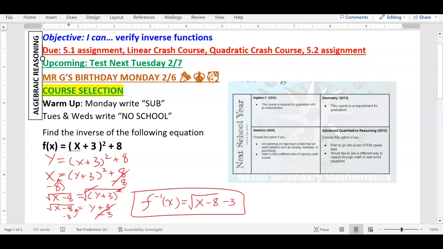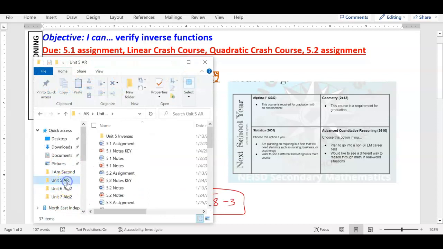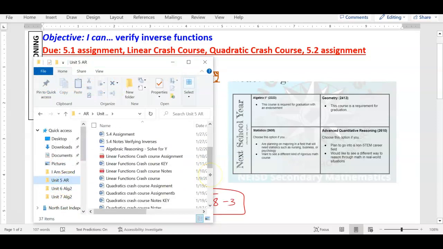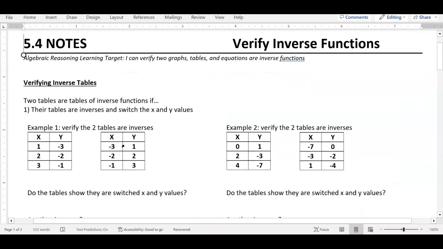All right, 5.4 notes. Let me pull that up. Okay, this is not going to be that different than what we've been doing, just the questioning is different. So now the question is, can you verify that two things are inverses?